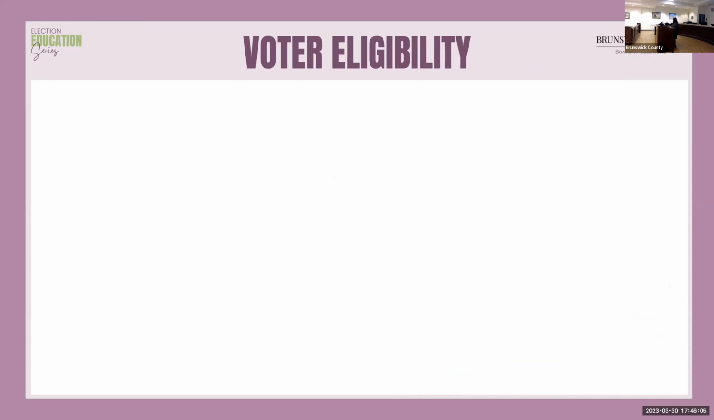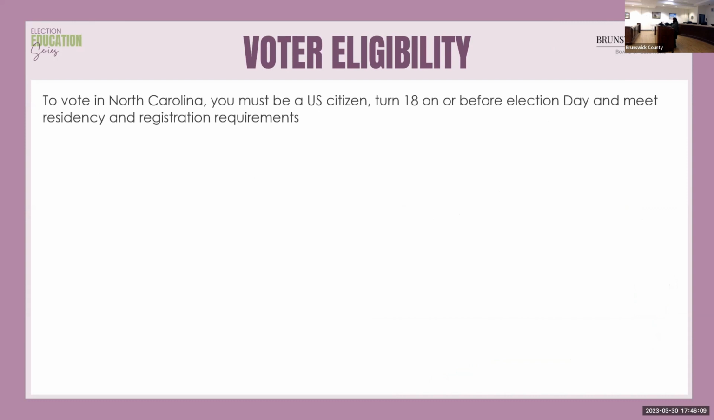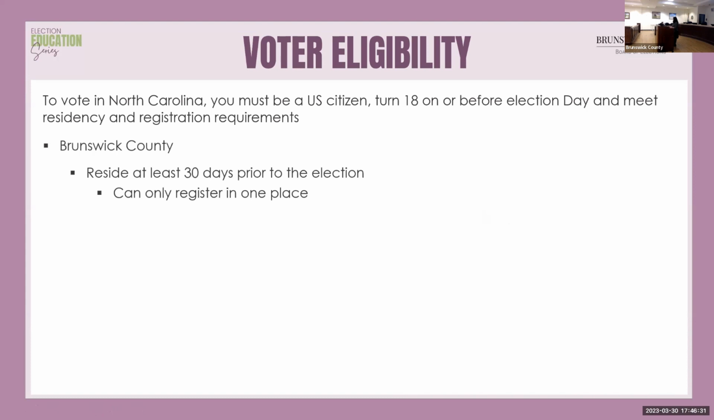Voters, for voter eligibility to vote in North Carolina, you must be a United States citizen, turn 18 on or before Election Day, and meet residency and registration requirements. In Brunswick County, one of those requirements is that voters must be residents for at least 30 days prior to Election Day. Voters can only register in one place. For voting purposes, you only get one domicile. New voters must register at least 25 days prior to Election Day.